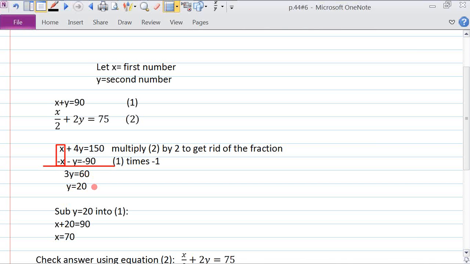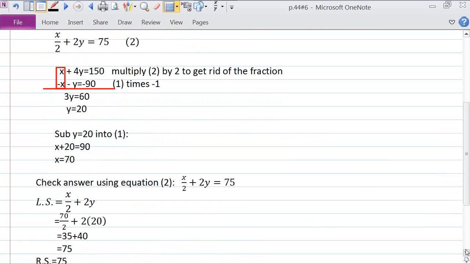Now I'm going to substitute y equals 20 into equation 1, so I know one of the numbers is 20. X plus y equals 90. Instead of y, I'm writing 20. So I transpose the plus 20 to the other side. I get 90 minus 20, and then x comes out to be 70. So once I knew that y was 20, and I knew that the sum of the two numbers was 90, that other number has to be 70. So that makes total sense.